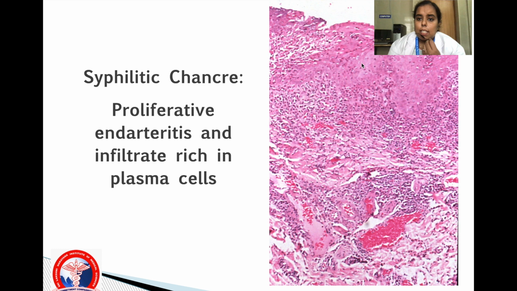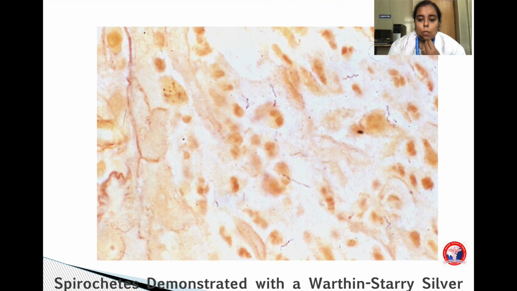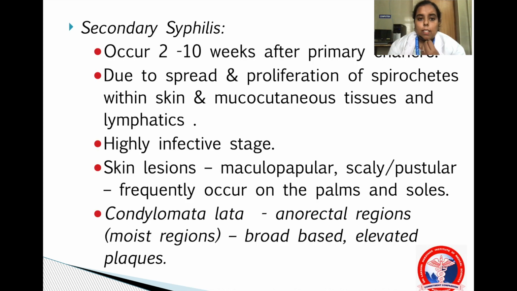So here you can see this is a histology of skin. There is ulceration, sloughing, and a lot of infiltrate of plasma cells and lymphocytes, and also you can see they are all surrounding these blood vessels. So there is proliferative endarteritis and an infiltrate rich in plasma cells. So this is a Warthin-Starry silver stain. You can see thread-like darkish structures. These are spirochetes.